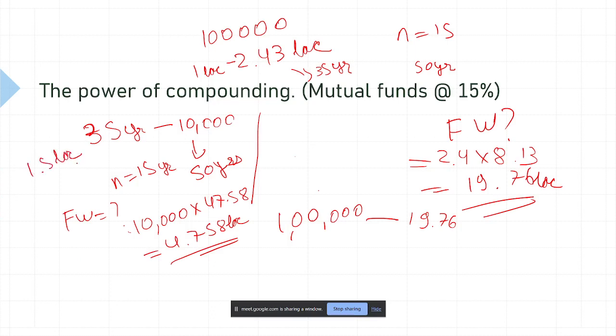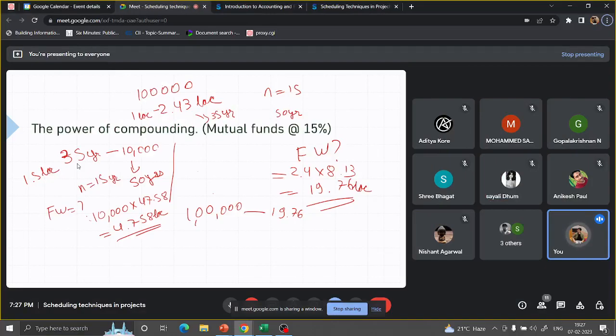Can you guys see these values? I mean, anybody has any trouble in calculating these values? Okay, so you saw that the first guy invested only for the first 10 years and then he just let it compound, while the second guy invested for a longer period. So he invested a lot larger amount of money, and yet the corpus, the future value, is less. In the first case, investing 1 lakh, he's getting 19.76. In the second case, investing 1.5 lakh, getting 4.75 lakh.